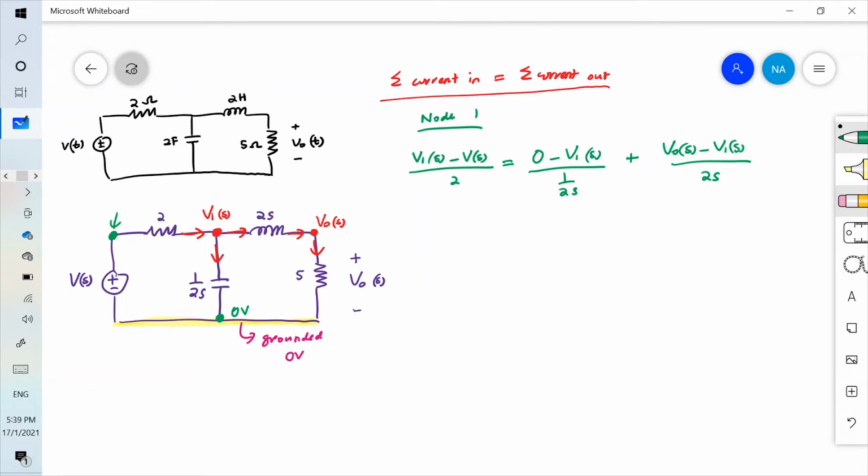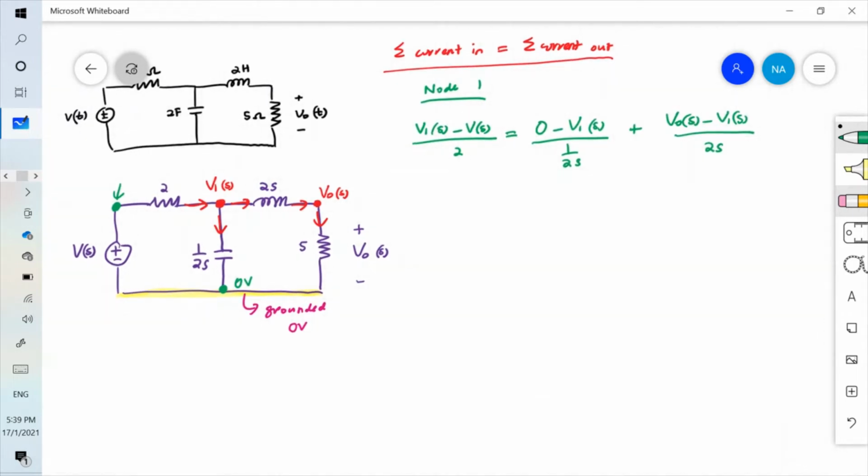If you notice, my arrangement is probably opposite to what you have learned in circuit theory. In circuit theory, you might be doing Vs minus V1S divided by 2 equals V1S minus 0 over 1 over 2S plus V1S minus V0S over 2S. You can also use that arrangement, there's nothing wrong. It's just that the equation in node 2 has to follow that format as well, so it needs to be synchronized. If you're using that method, go ahead, you will get the same solution.